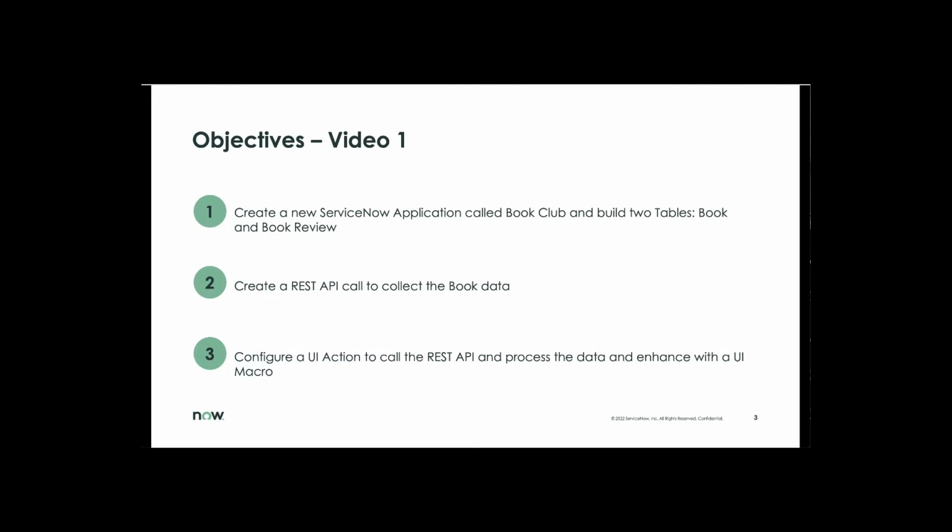Anyway, in this video, I'm going to just show you how to create a simple application called Book Club to build, and we'll be using two tables, book and book review. We will then create a REST API call to collect the book data from a third-party REST API. And then finally, we're going to invoke that REST API via a UI action that will be based upon the book form and enhance the book form with a simple UI macro.